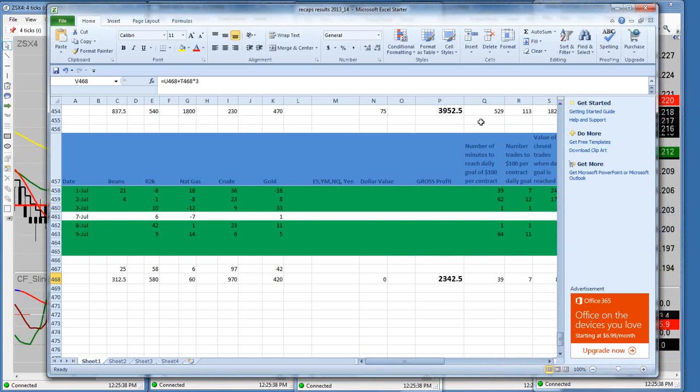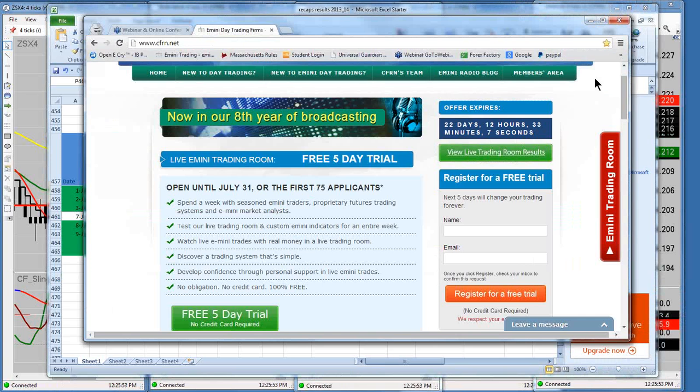All right. So once again, we are up $2,342.50 per contract, and that is on the month of July, the 6th trading day so far in July. Let's look at this one here.